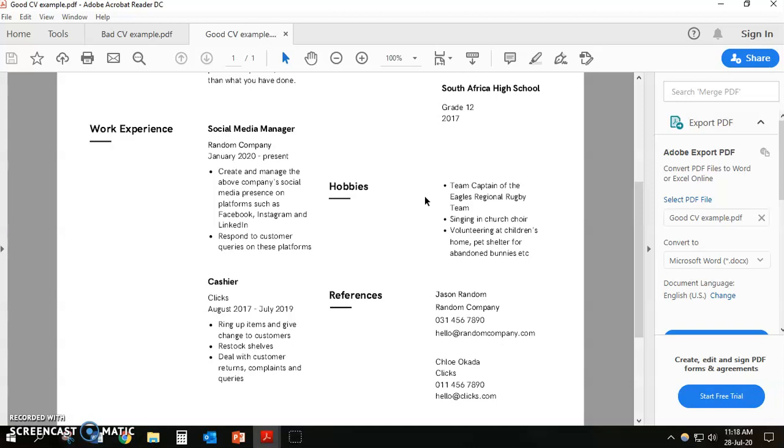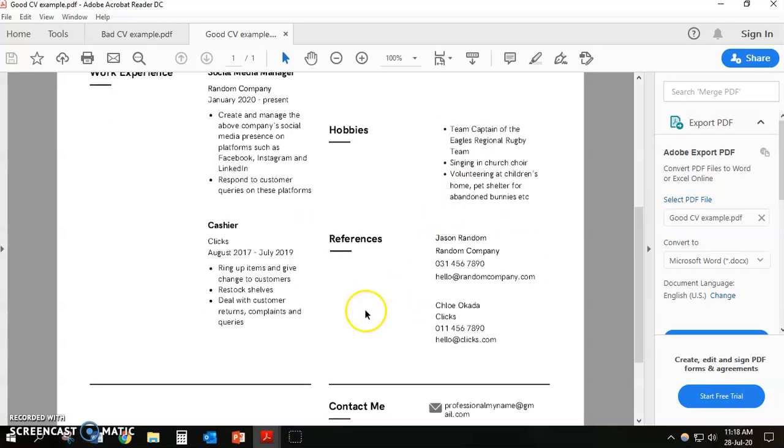Next, singing in a church choir shows that you attend church, which might be a good or bad thing depending on the organization you're applying to. And then the last one is volunteering at a children's home, a pet shelter for abandoned bunnies, whatever it is that you do. This all needs to be true. Don't use etc. on your actual CV. But yeah, this all does need to be true. Never ever lie on a CV. It's not going to end well, trust me.